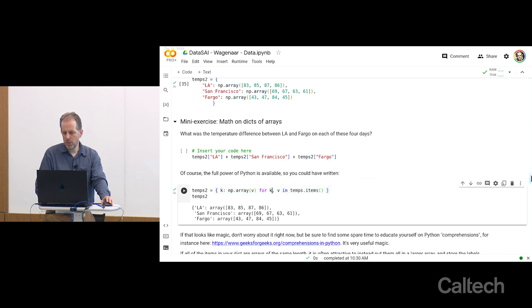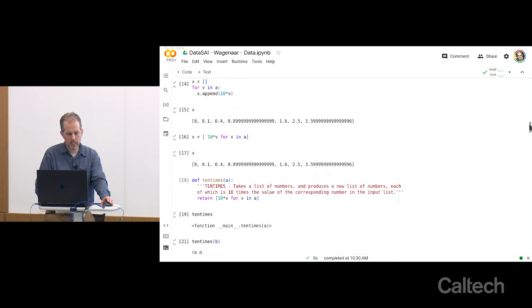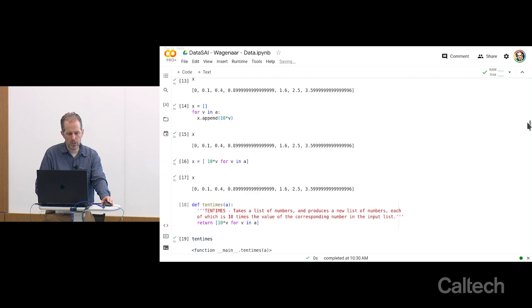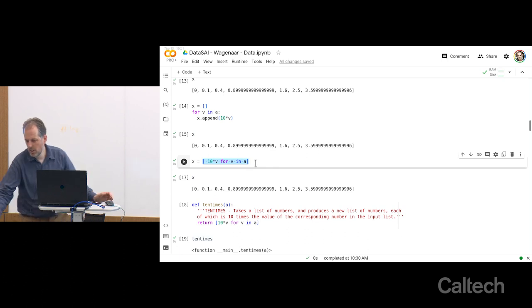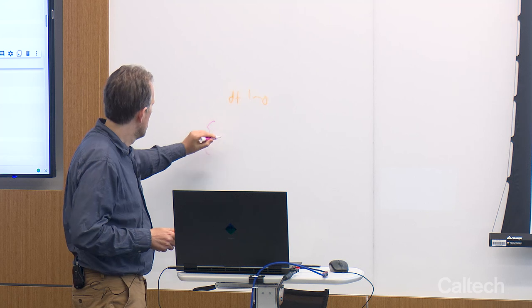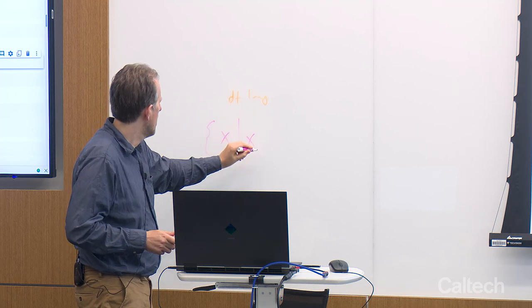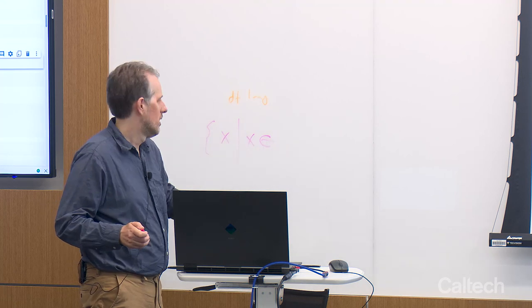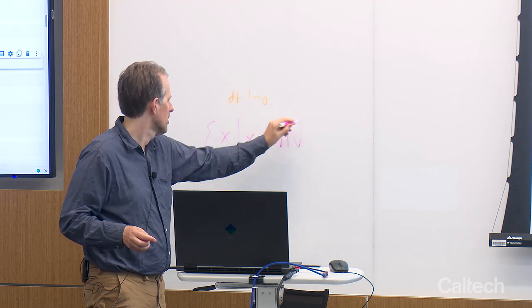So we did it before. I'm just going to scroll back to our various ways of constructing the 10x list. We constructed the list by just saying this. And this is almost the same as the math expression. You know, we construct a set x where x in, I don't know, something, in the real numbers.